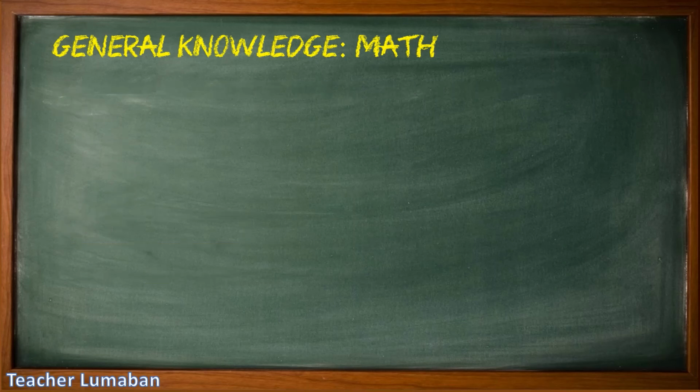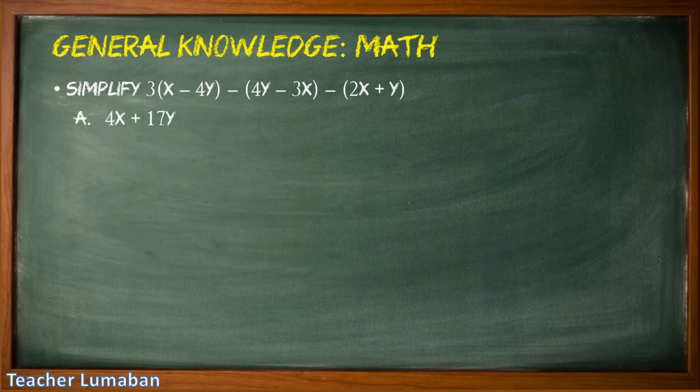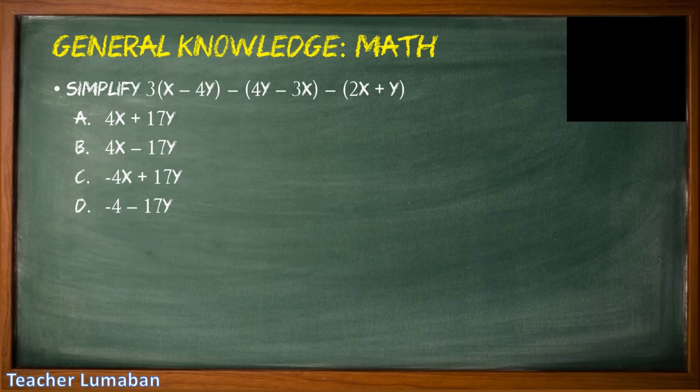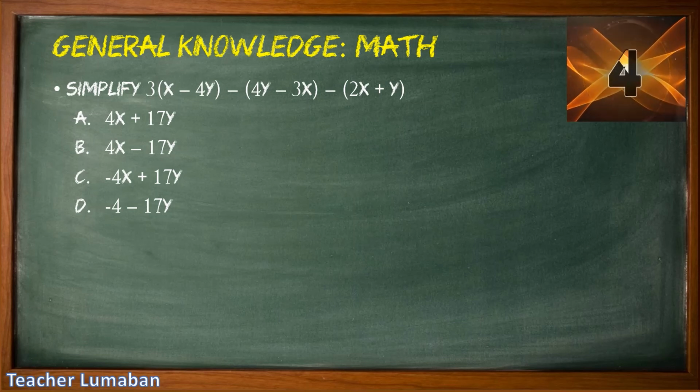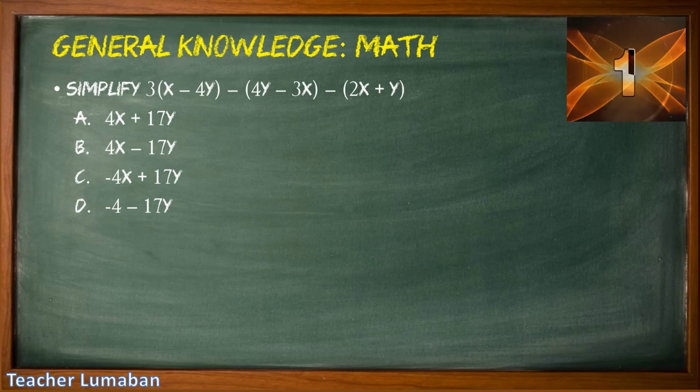Simplify 3x minus 4y, minus 4y minus 3x, minus 2x plus y. Letter A, 4x plus 17y. Letter B, 4x minus 17y. Letter C, negative 4x plus 17y. Letter D, negative 4 minus 17y. Please answer in 5, 4, 3, 2, 1.